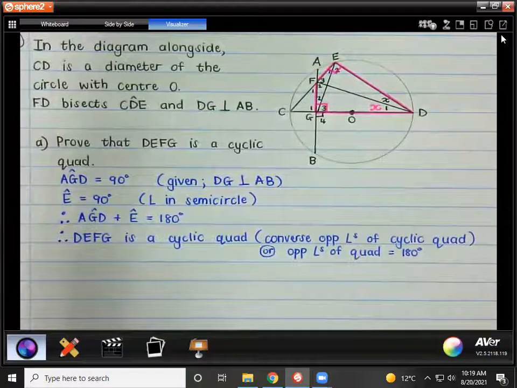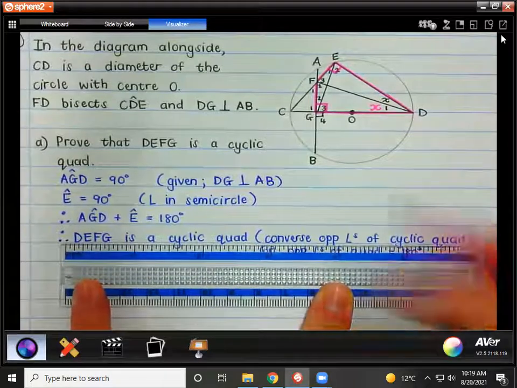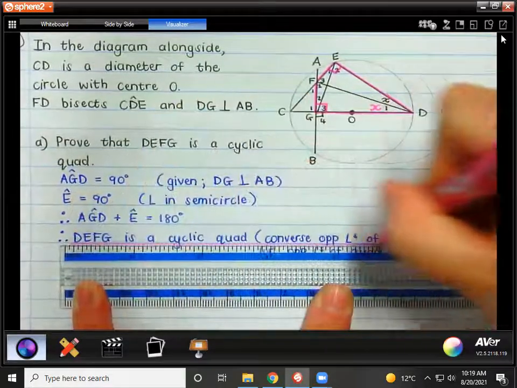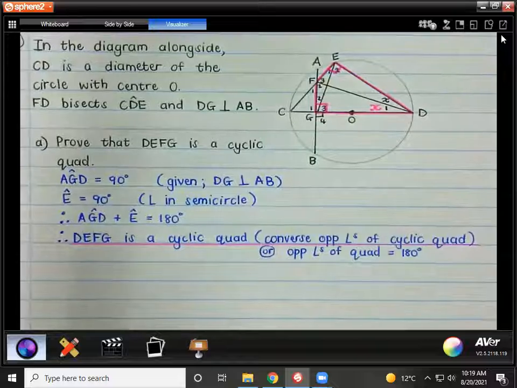Okay, so maybe underline this whole statement. It has to go together. The statement that it is a cyclic quad and that reason. You can't separate those two.